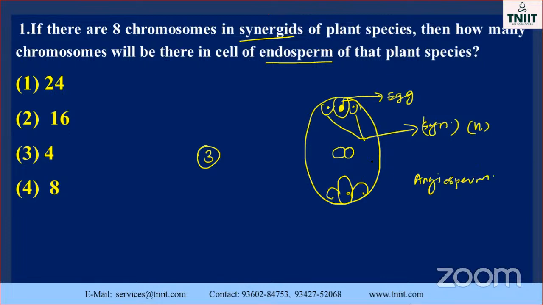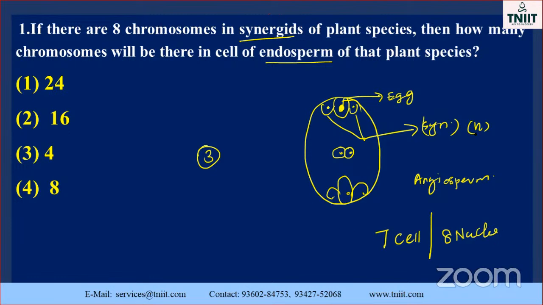Here on our board, how many cells are there? Here there are these 3, here also 3, and these two are considered as 1. So a total of 7 cells are there. Just imagine, 7 cells. But how many nuclei are there? 8 nuclei. In the mature embryo sac. Okay, my dear, this is very, very important.